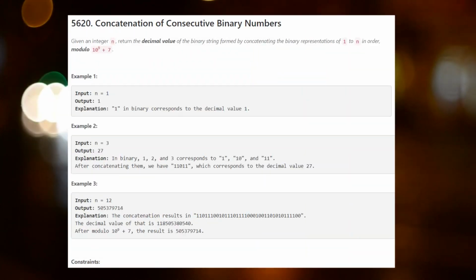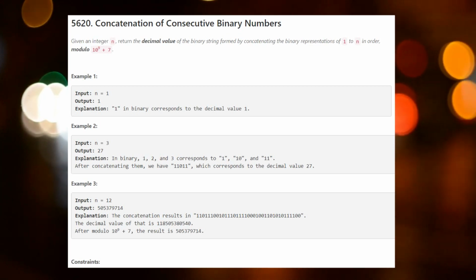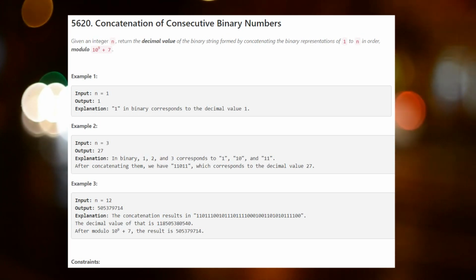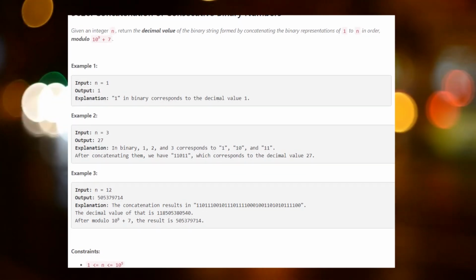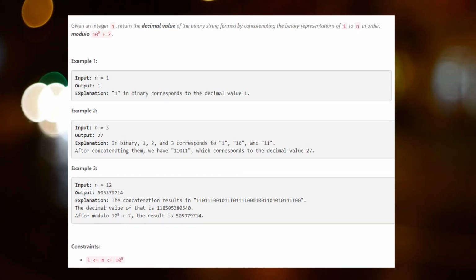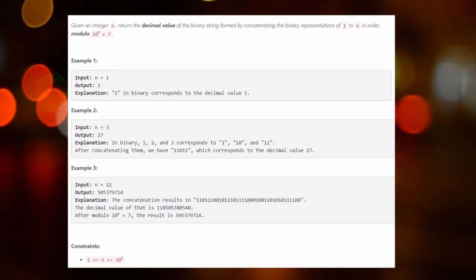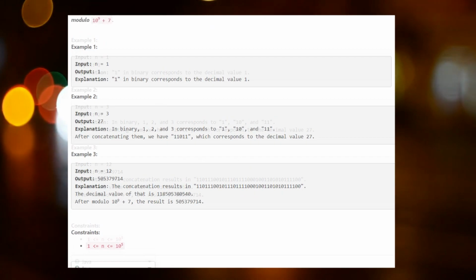Hey guys, today we're going to look at a problem from Leetcode Weekly Contest 218. This one is called concatenation of consecutive binary numbers. So given an integer n, you need to return the decimal value of the binary string formed by concatenating the binary representations of 1 to n in order. Return this in modulo of 10 raised to 9 plus 7.